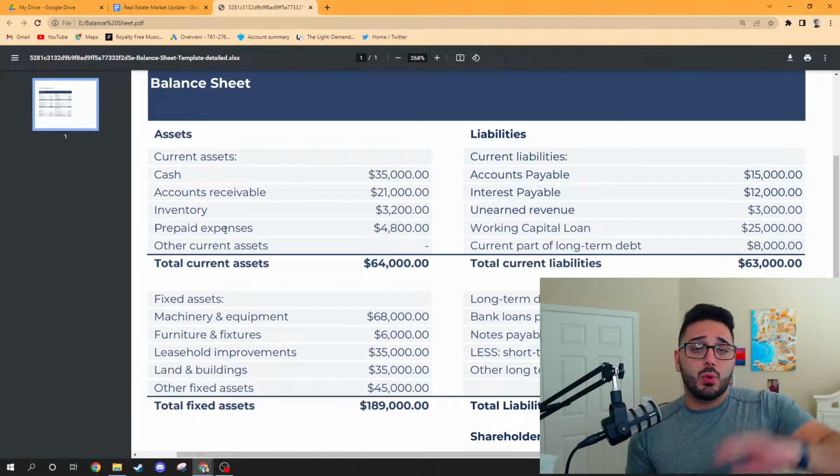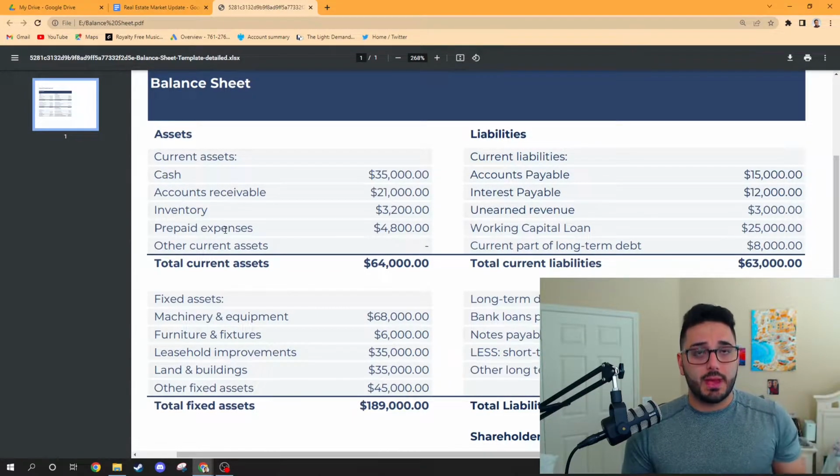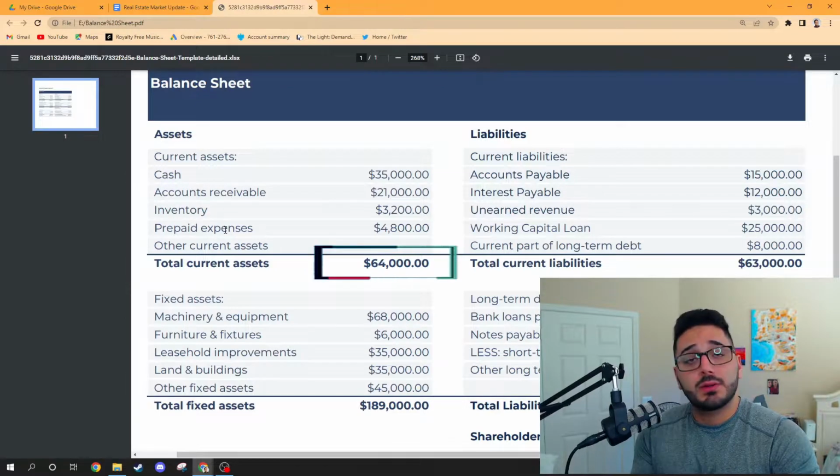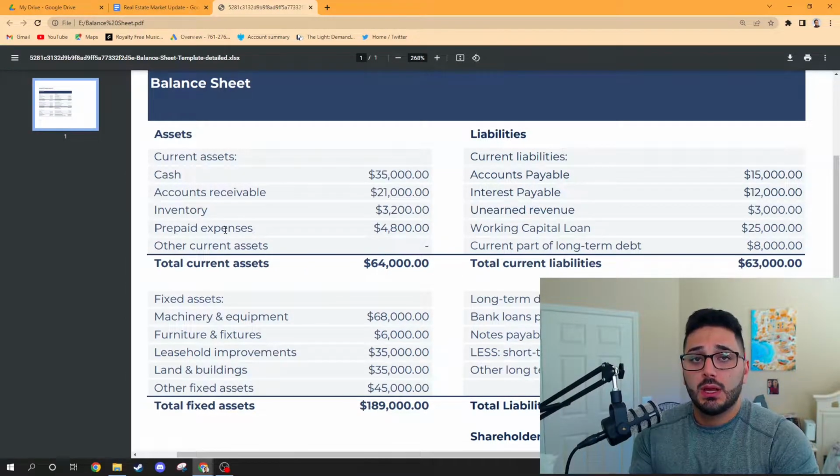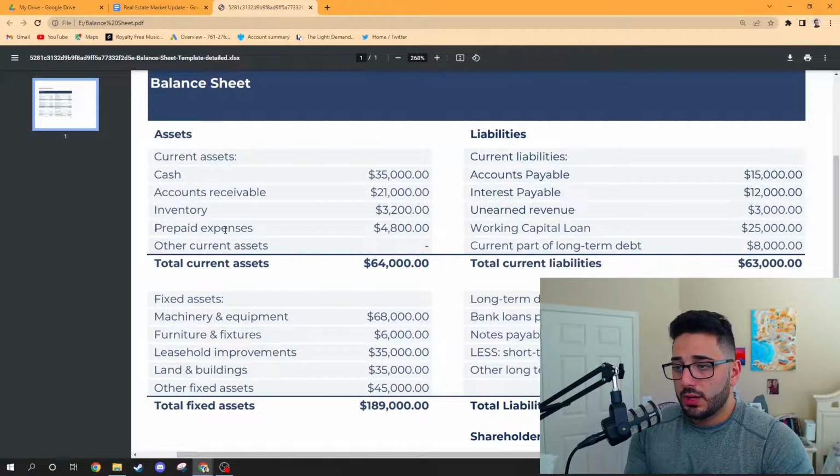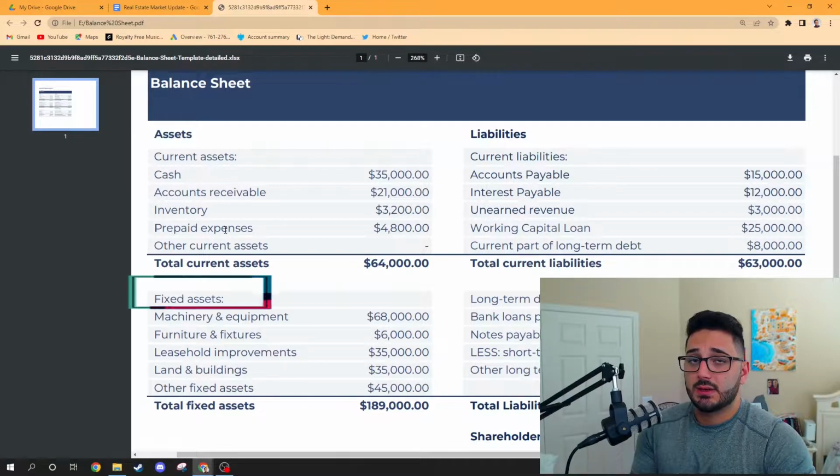So we paid for the whole year, but that hasn't been incurred yet. So we get to have it as an asset because that's cash we gave out to a vendor for a service that they're going to give us month after month for the rest of the year. So that'll conclude our current assets. We have $64,000 in current assets, and we'll evaluate to see if it's enough to pay for our current liabilities. But before we go to liabilities, we have fixed assets or long-term assets.